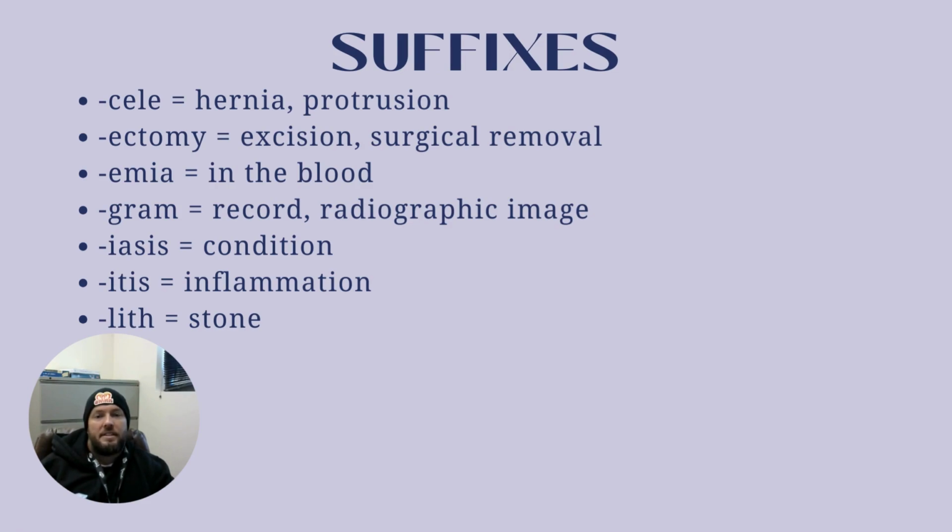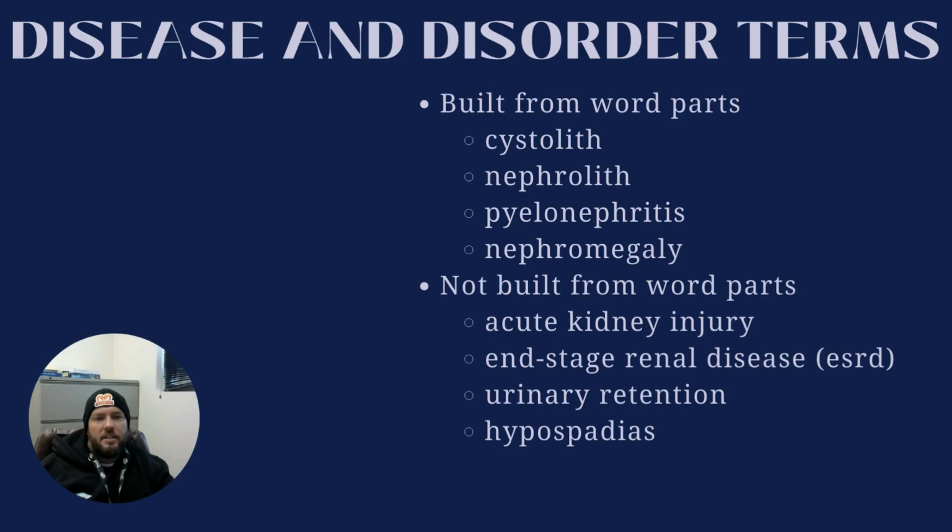Seal, suffix seal means hernia or protrusion. Ectomy, excision or surgical removal. Emia, in the blood. Gram, record or radiographic image. Iasis, condition of. Itis, inflammation. Lith, stone. Disease and disorder terms, built from word parts, not built from word parts. These are just a few. There are a lot more in the chapter.